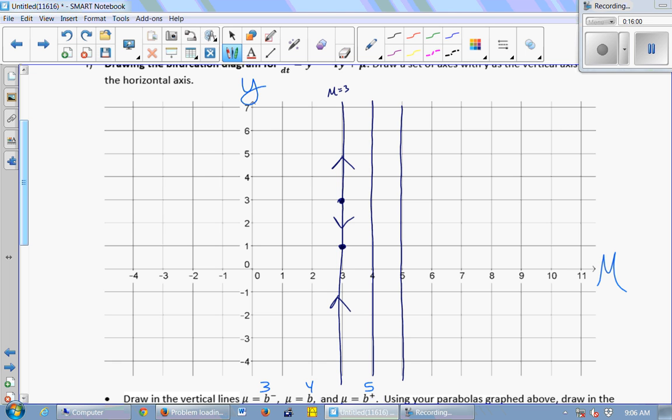All right, so for mu equals 4, what's my equilibrium point? 2. Okay. And before 2 and after 2, positive. The whole parabola is above the x-axis except for this one little spot that sits on the x-axis. So this is all positive. And then at 5, equilibrium solutions? None. So I don't put any points on the vertical line. The parabola is always above the x-axis, so I can put an up arrow, the solution is going to be always increasing. All right, so these are phase lines.